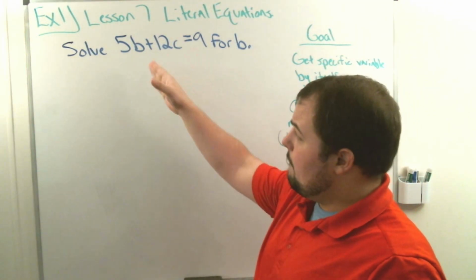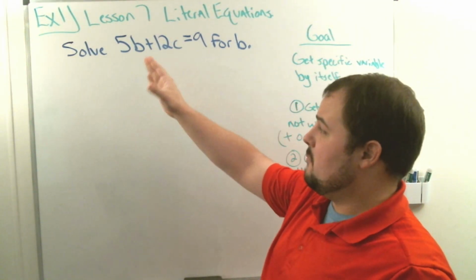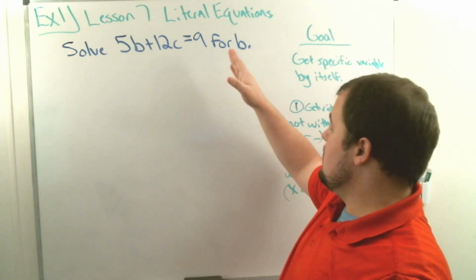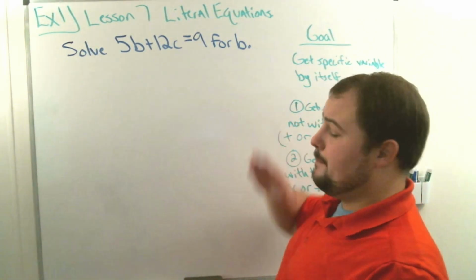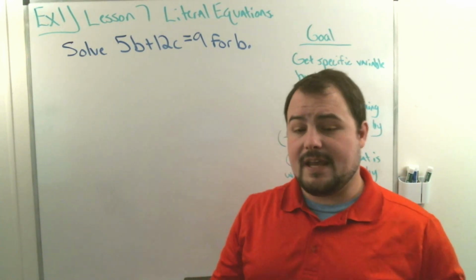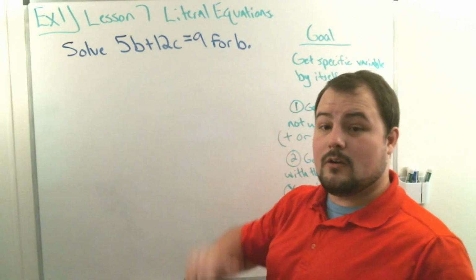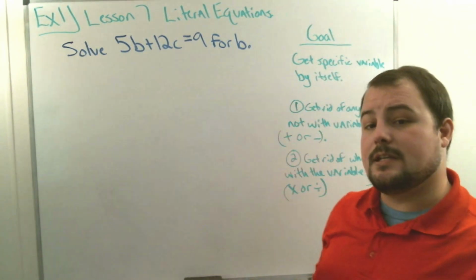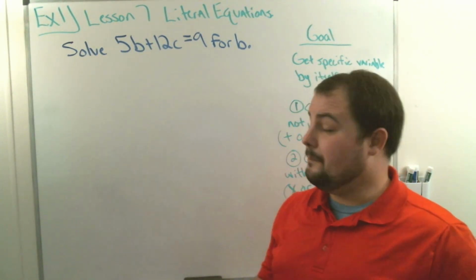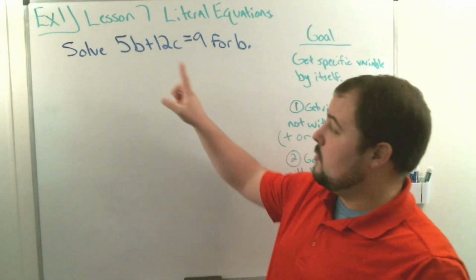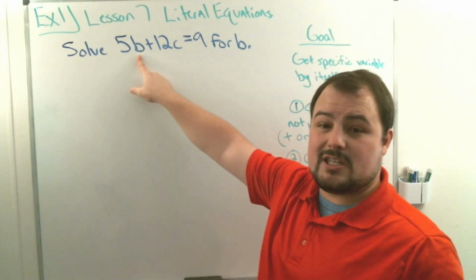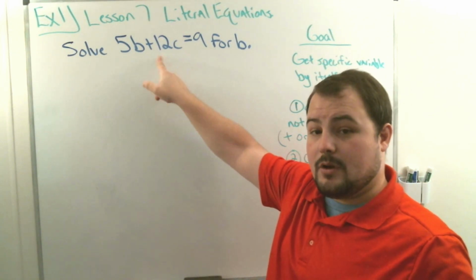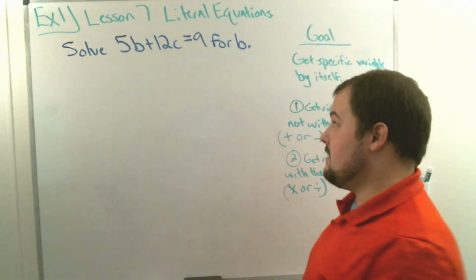So first thing we want to do is read our problem. We're going to solve 5 times b plus 12 times c equals 9. And we're going to solve it for the letter b. So in this problem, that is telling us that we want b all by itself. There are 2 variables here. There's this b and a c, but we want the letter b alone. So what we're going to do is look at b, and say, what's not with the b? This number.